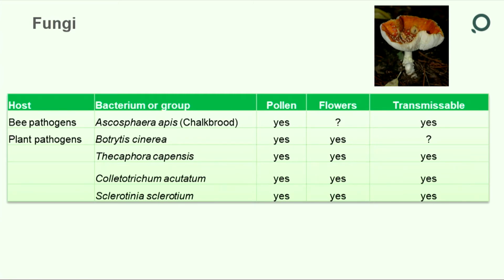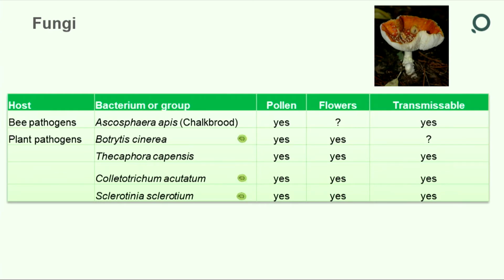So the plant pathogens, this is from other plants. We know that Botrytis cinerea is found on pollen, it infects flowers, but we don't actually know whether it's transmissible, but it is quite likely that it is. There's another fungus called Cercophora capenensis, which is pollen transmissible, and there's evidence for that. The same with Colletotrichum acutatum and Sclerotinia sclerotium.